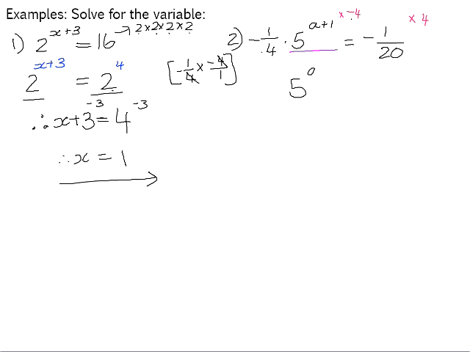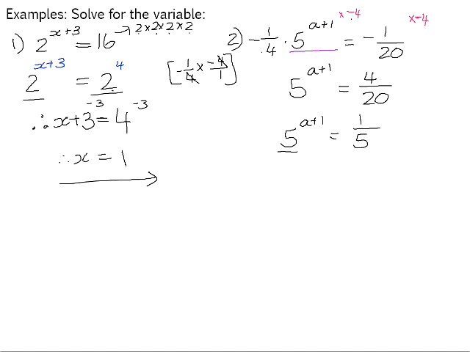So that just leaves us with 5 to the power of a plus 1 on this side. And on the right-hand side, sorry, we should be multiplying by negative 4 as well on the right-hand side. So negative 1 over 20 times 4 is positive 4 over 20, and 4 over 20 simplifies to 1 over 5.